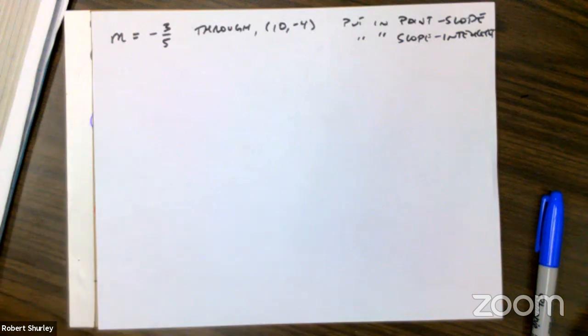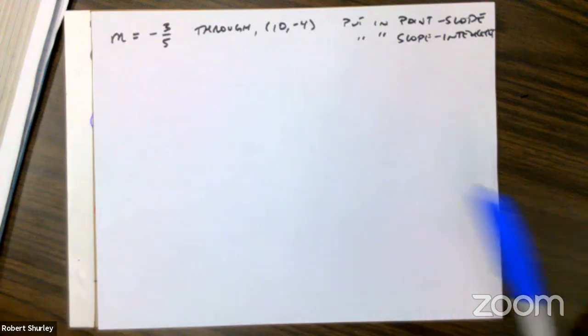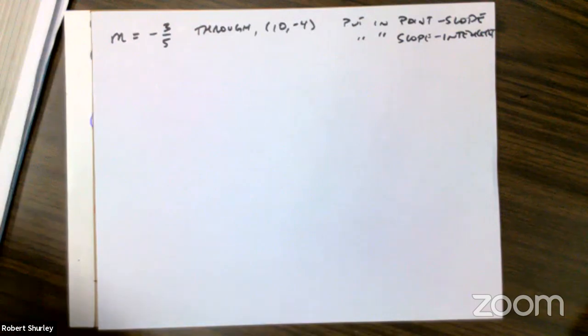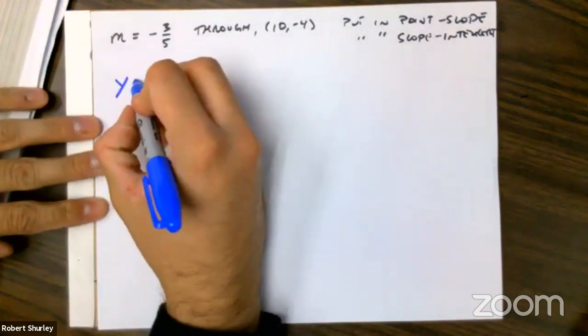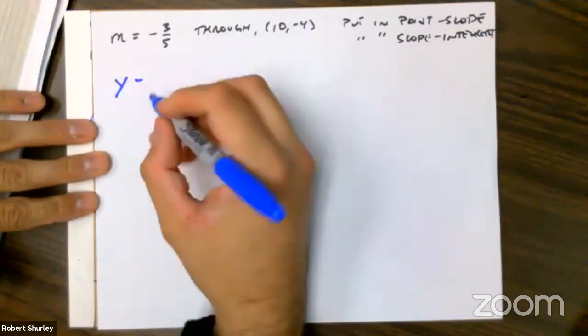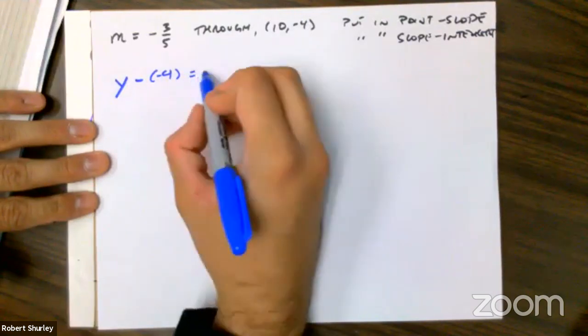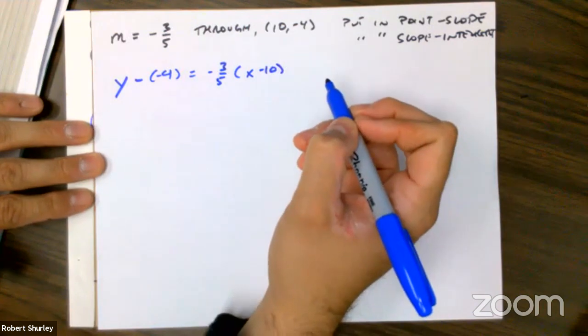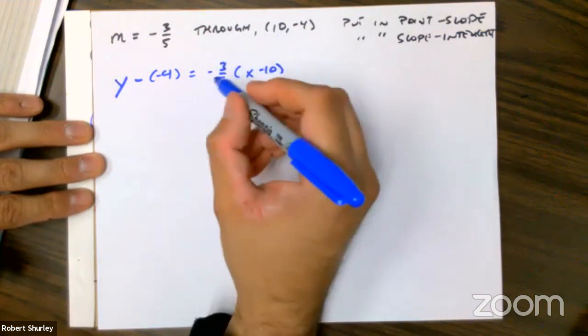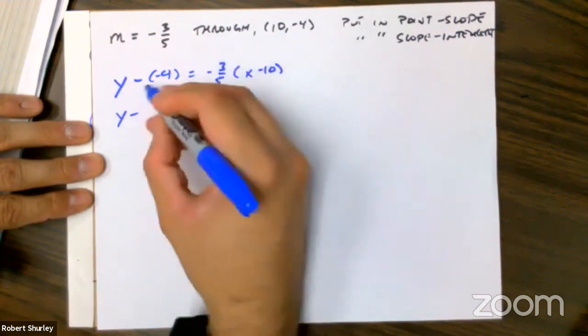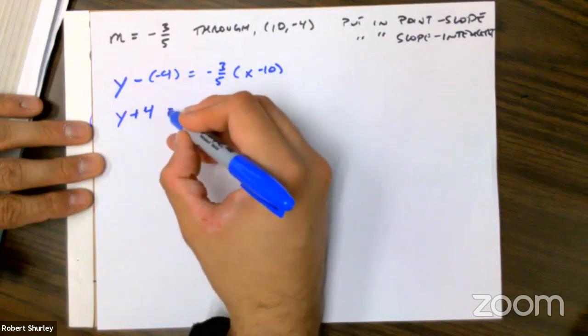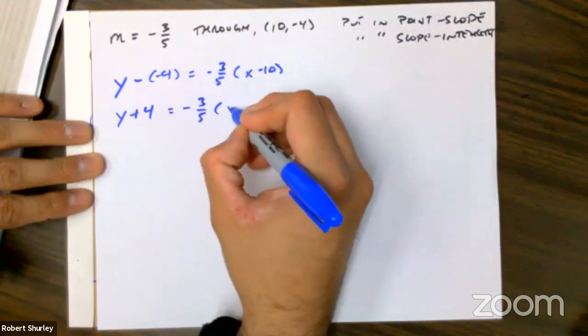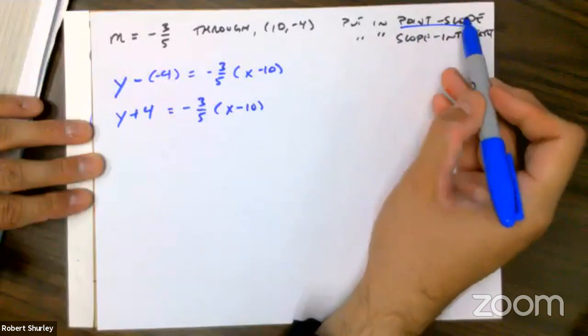Okay, let's do this one. So now we got a fraction, so I know it's gonna be a little goofier, but we get y minus, I chose the blue, y minus a negative 4 equals our slope times x minus 10, right? So I'm gonna clean it up just a little bit for point slope. So two negatives make the positive. And then there we have the point slope form, right?